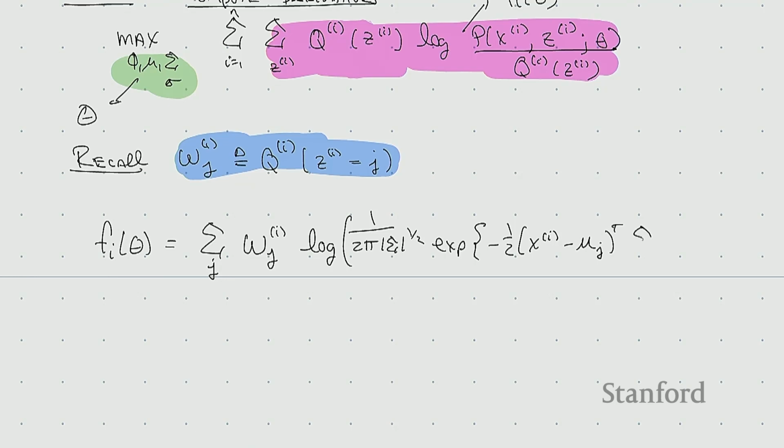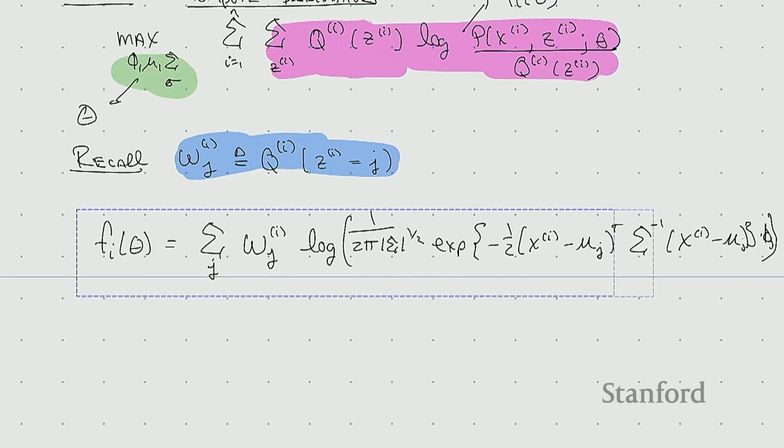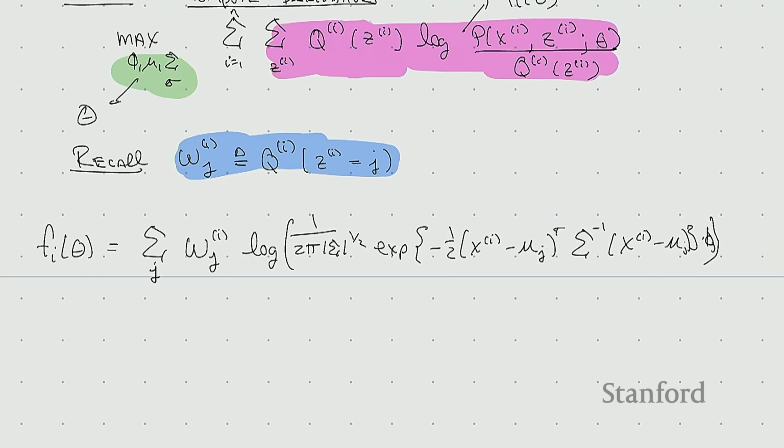Transpose sigma inverse xi mu j times phi j. Oh, I just missed it. Oh, that hurts. All right, let me scoot. So much better here on a whiteboard. That's really catastrophic.